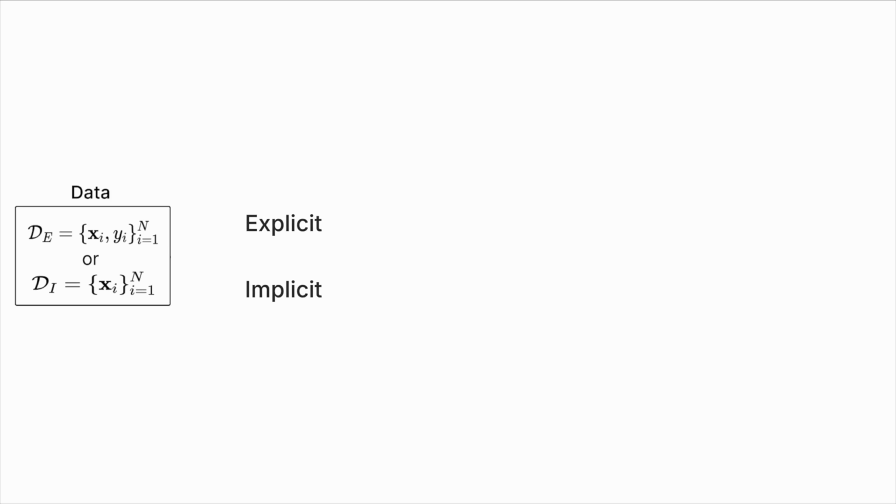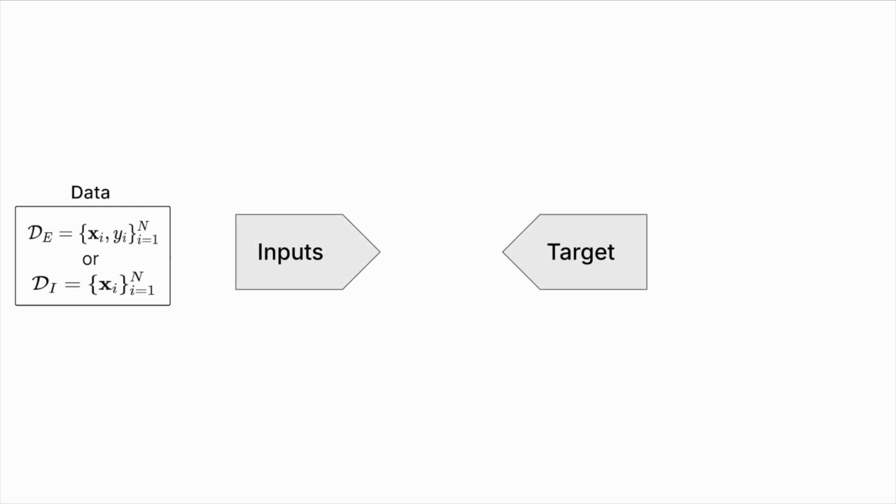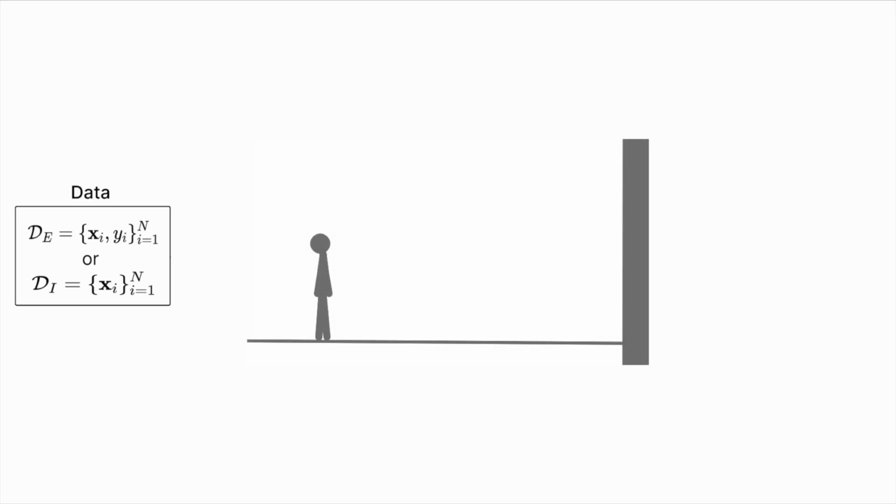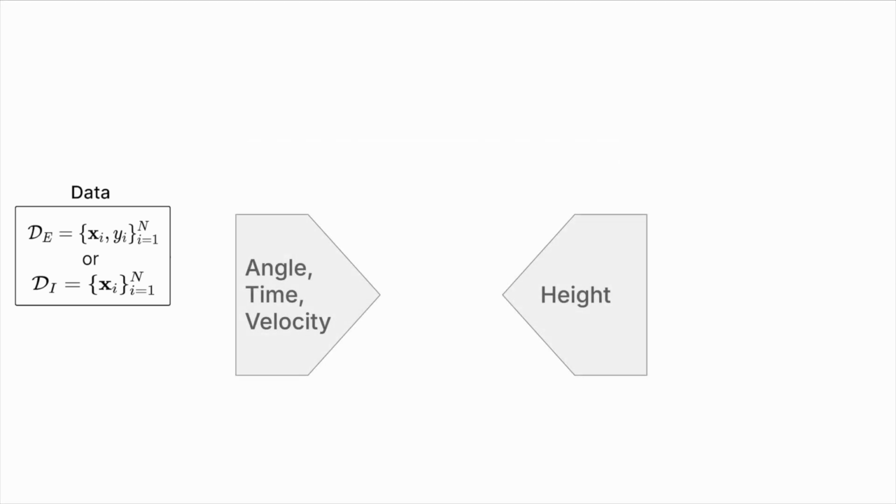Now, if explicit, the data will contain input variables and a corresponding target variable, and we search for an explicit mapping of inputs to the target. For example, look at this character throw a ball. We can measure inputs such as the angle and velocity the ball is thrown at, and we can also measure the height of the ball over time, which is our target variable. We can explicitly map these inputs to a known target variable.